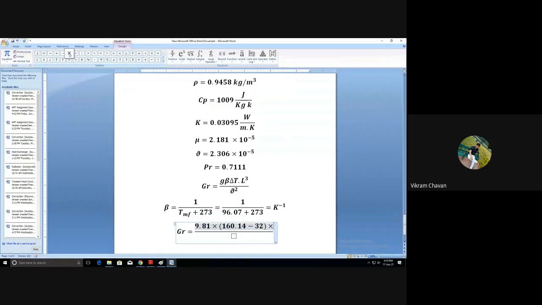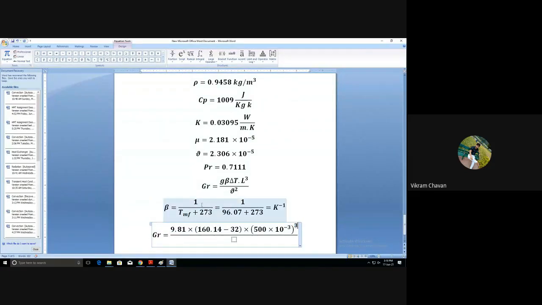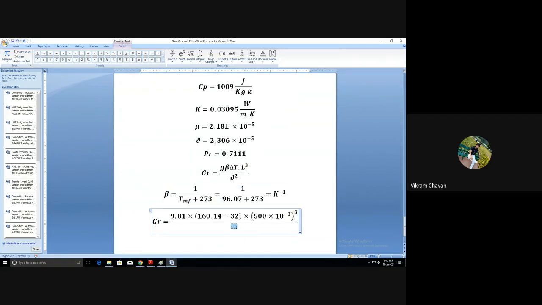Multiplied by L cube. G beta delta T L cube. L is 500 into 10 to the power minus 3, multiplied and raised to cube, and divided by, only the beta value is remaining in the numerator. So beta is 0.0027, right?